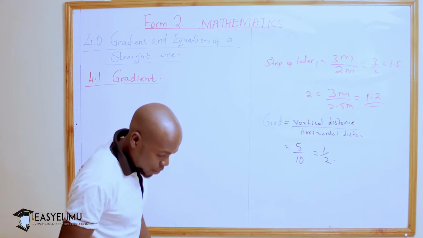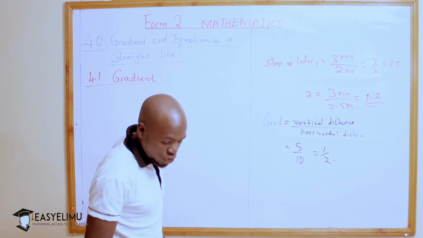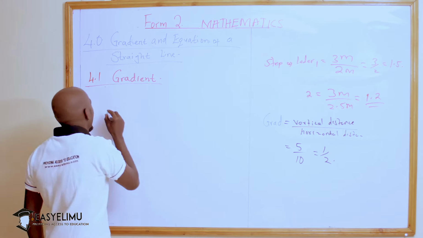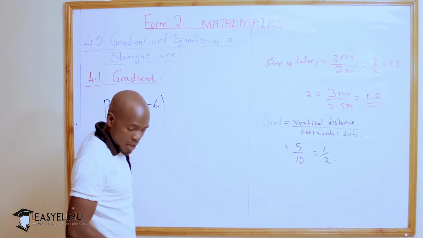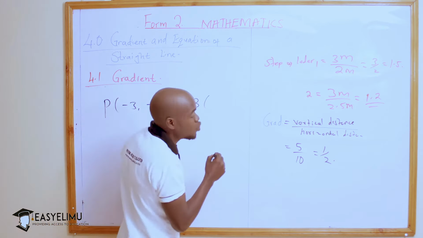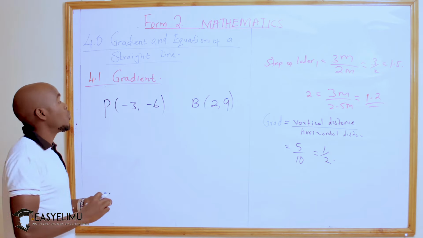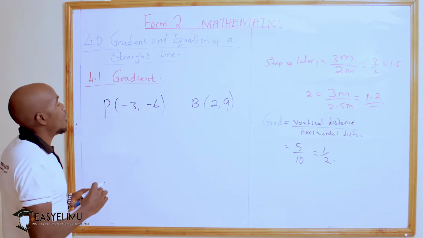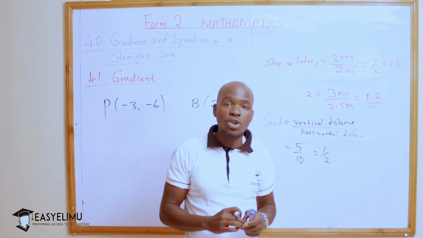We have an example in such a way that we need to determine the gradient of a straight line using points P, which is (-3, -6), and the other one is B, having points (2, 9). We need to determine the gradient of a straight line passing through those 2 points.